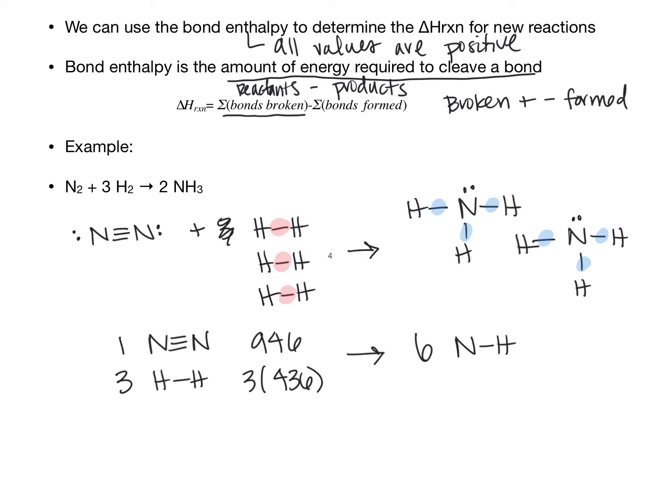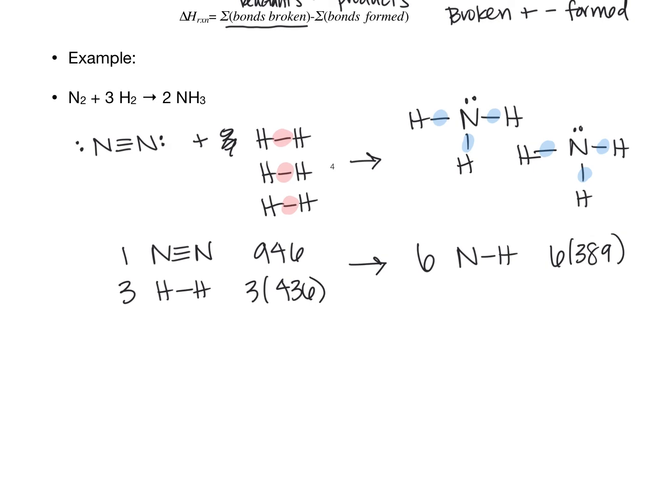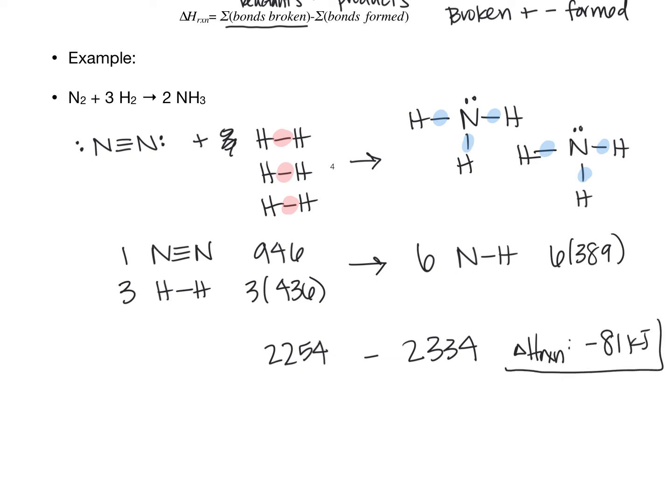And there's no table on this slide, but there are on the upcoming slides. Minus 6 times 389. So what we'll have here is a total of 2254 minus 2334. So delta H reaction is negative 81 kilojoules.